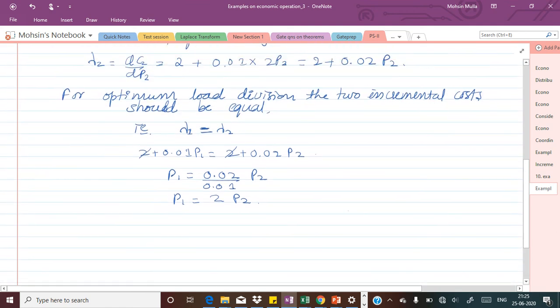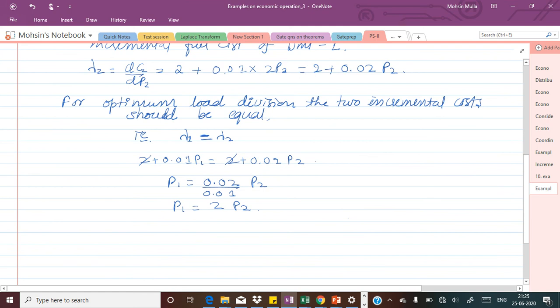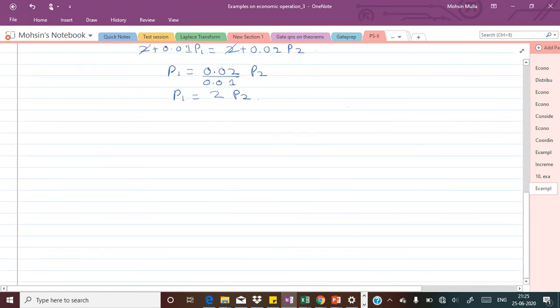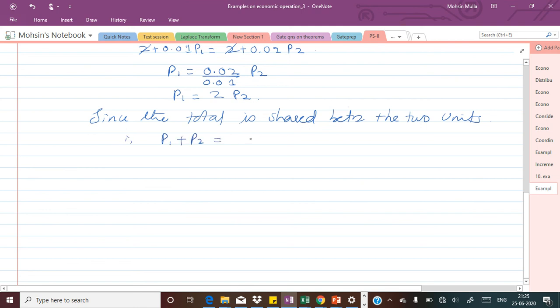So what is the total load to be shared by the two units? Here it is given that the plant supplies a load of 450 megawatt. So therefore the total load to be shared between the two plants is 450 megawatt. Okay, so let us write that since the total load is shared between the two units, therefore we can write this as P1 plus P2 will be equal to the total load, which is in this case 450 megawatt.